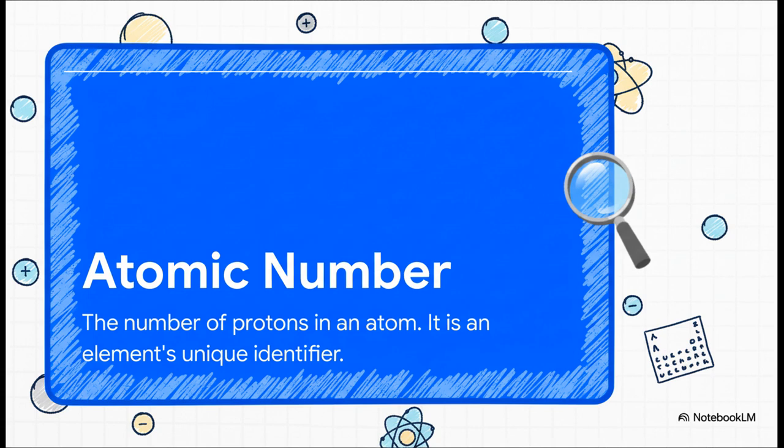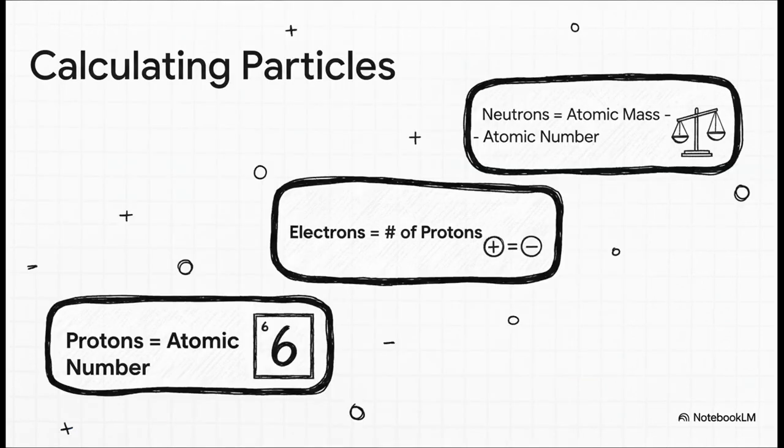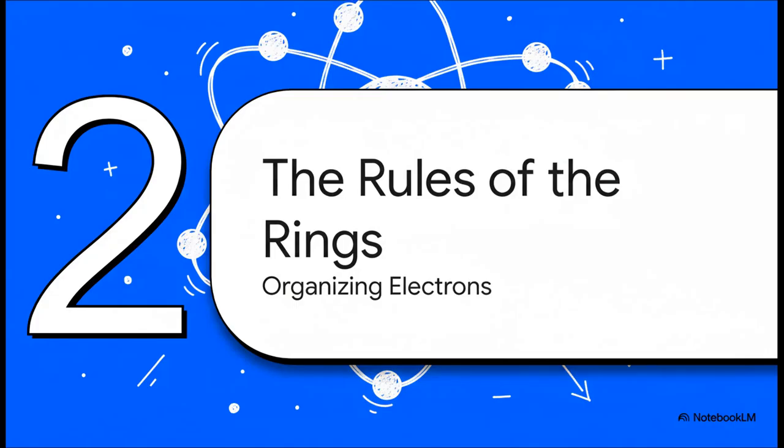It tells you exactly how many protons it has, which, and this is the cool part, also tells you how many electrons you're working with. It's the key that unlocks absolutely everything else. And here are the formulas, our secret decoder ring, if you will. It's so simple. The number of protons, that's just the atomic number. The number of electrons? Well, in a neutral atom, it's the same as the protons. And the neutrons? Just a little subtraction. Take the atomic mass, subtract the atomic number, and you've got it. That's it.